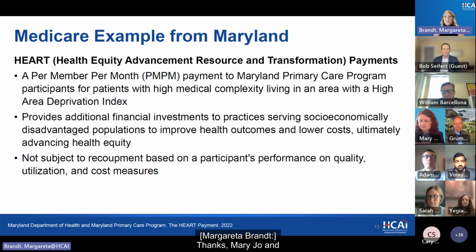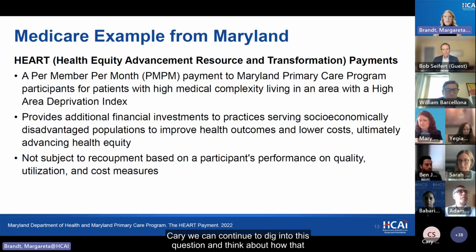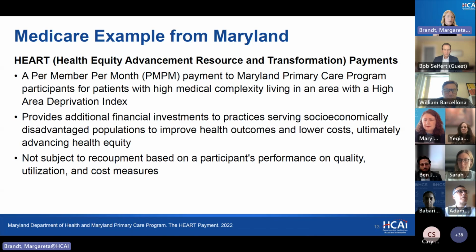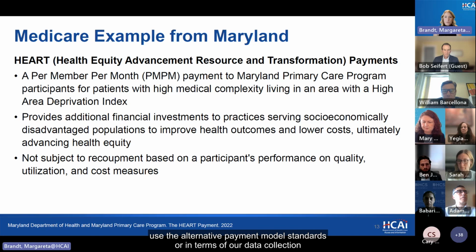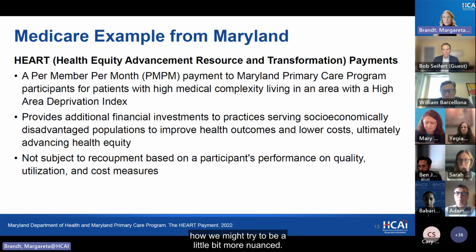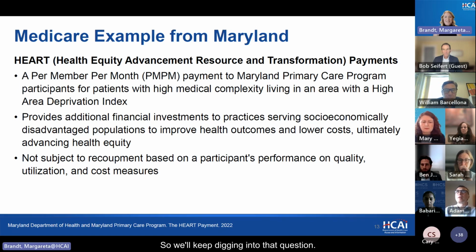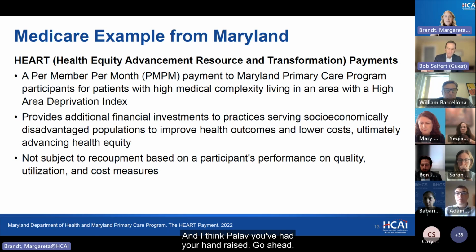Thanks, Mary Jo. And Carrie, we can continue to dig into this question and think about how that applies in California, how we could use the alternative payment model standards, or in terms of our data collection for alternative payment model adoption, how we might try to be a little bit more nuanced. So we'll keep digging into that question. And I think Paula, you've had your hand raised. Go ahead.